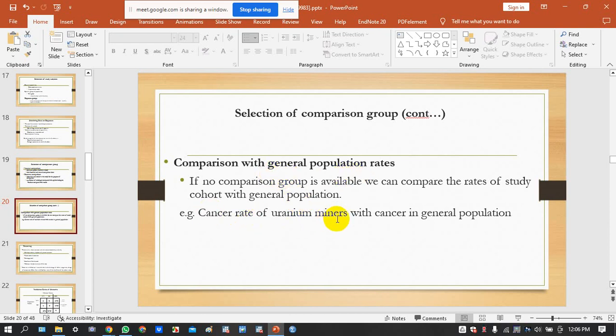Especially cancer rate of uranium miners versus cancer in the general population. So rate of hypertension in Upper East versus rate of hypertension in Ghana conducted by World Health Organization. Your study becomes rate of hypertension in Upper East because you are limited in your resources or your funds. But the one done by World Health Organization, you are going to compare your own with it.